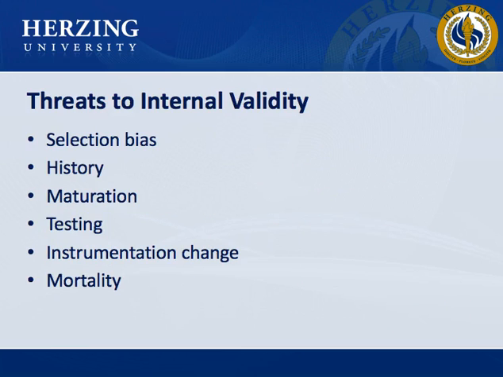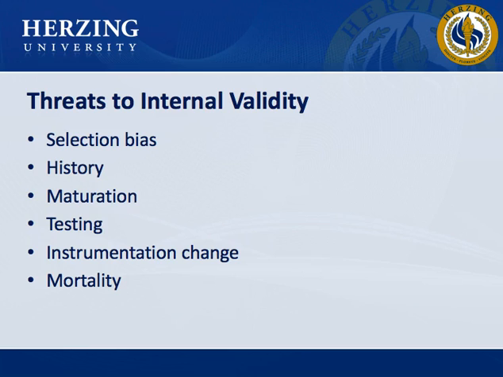There are 6 threats to internal validity: selection bias, history, maturation, testing, instrumentation change, and mortality. The threat of selection bias exists when changes in the dependent variable are due to subject differences rather than to experimental treatment and can be avoided through the random assignment of subjects to groups.